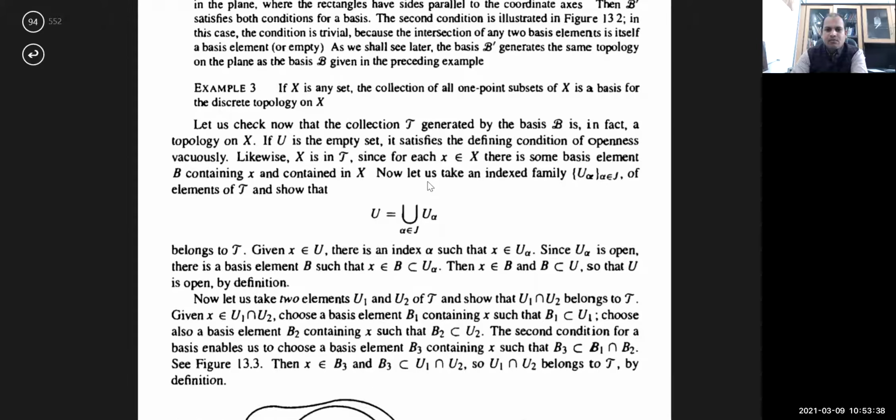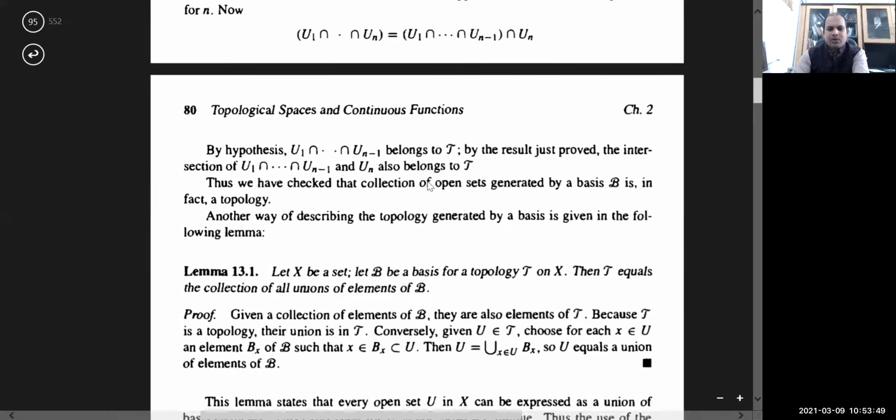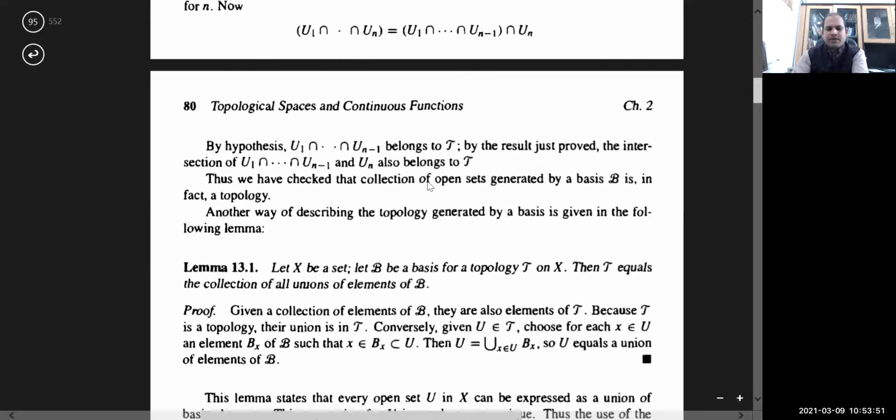And we have also seen that the collection of all one point sets gives the discrete topology. Go through those lectures and revise all these concepts, because I am going to use them in all convergence and everywhere.